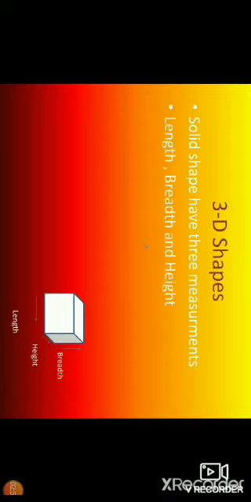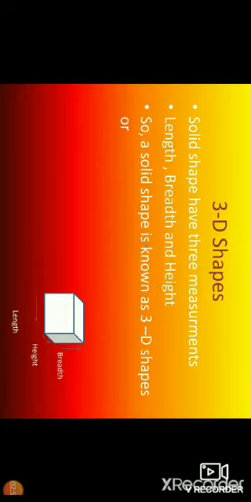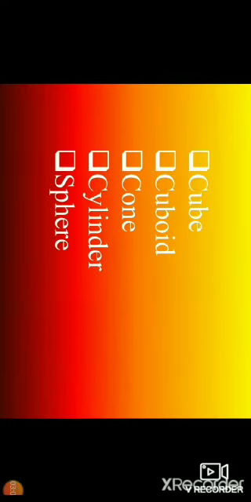Next, 3D shapes. What are 3D shapes? 3D shapes are solid shapes that have three measurements: length, breadth and height. Here I am drawing a shape to mention the length, height and breadth. We have three measurements, so it is called 3D shapes or three-dimensional shapes. The three-dimensional shapes we are going to see now are cube, cuboid, cone, cylinder and sphere.